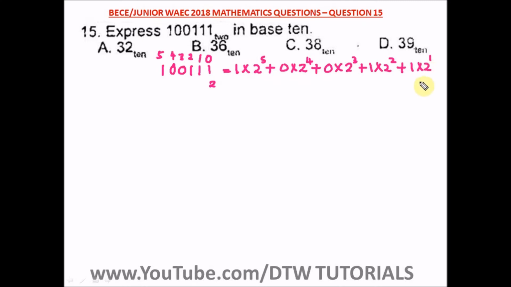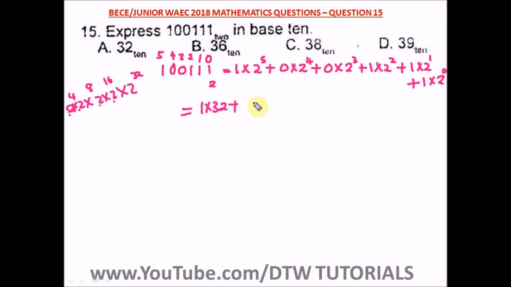And we have a plus, our final one here, that's 1 times 2 raised to the power 0. Okay, so from here, what is 2 raised to the power of 5? That is 2 times 2 times 2 times 2 times 2. 2 times 2 gives 4, 4 times 2 is 8, 8 times 2 is 16, and 16 times 2 gives 32. So we have 1 times 32 plus, this is 2 raised to the power of 4, which gives 16.